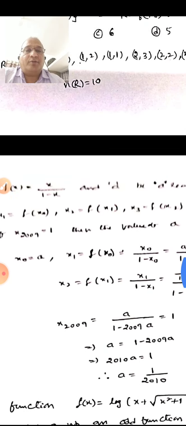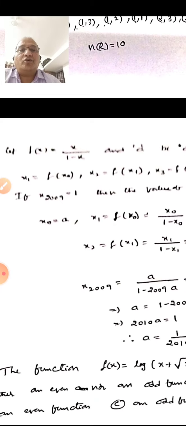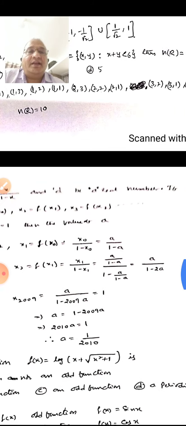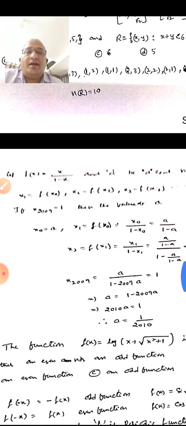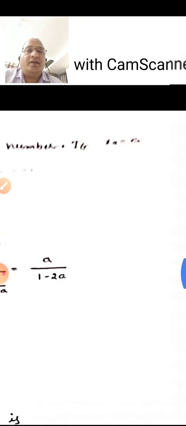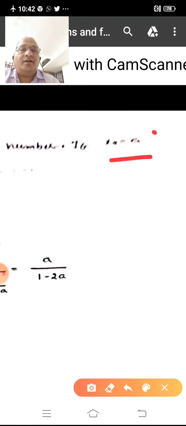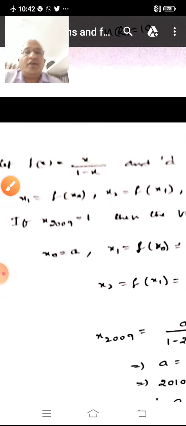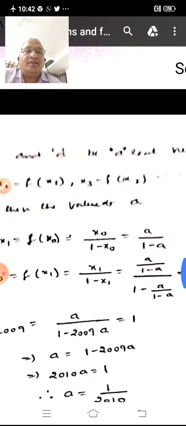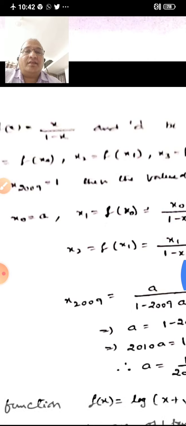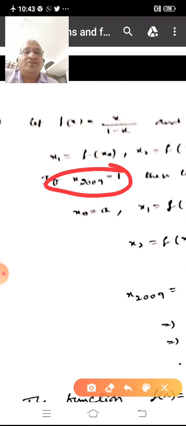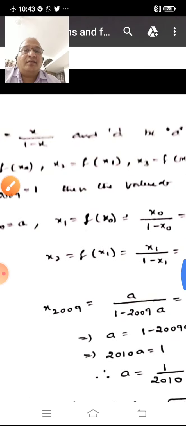17. So in this problem, what is given there? f of x is equal to x minus 1 by x, and a is a real value, and the function is given here. If x0 is equal to a, please observe, x0 is equal to a. Next, x1 is equal to f of x0, x2 is equal to f of x1. Then they are asking the value of a, and one more thing is given: x suffix 2019 is equal to 1.